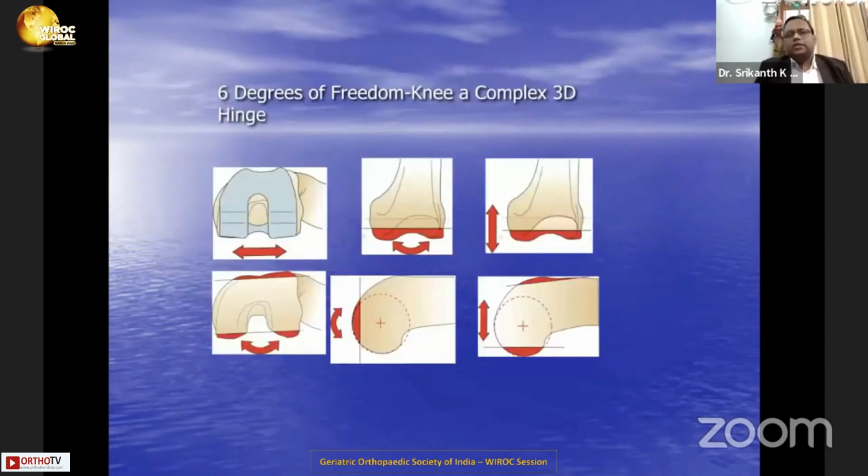We know the knee has 6 degrees of freedom, and we need 3 basic cuts to do a knee replacement: a tibial cut, a femoral cut, and a patellar cut. And if you add the permutation combination, there are 215 ways in which a senior orthopedic surgeon can get a knee replacement wrong.